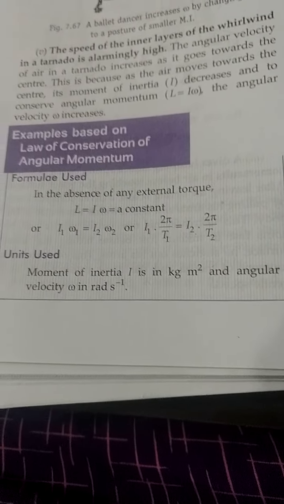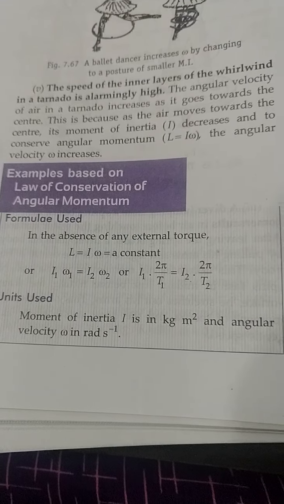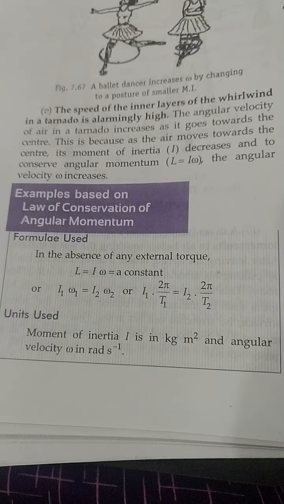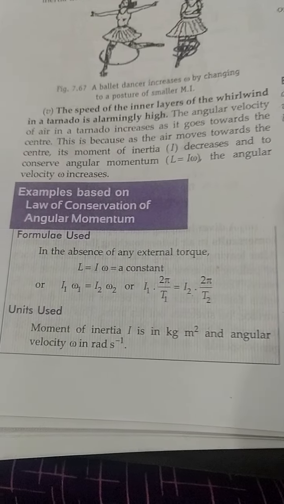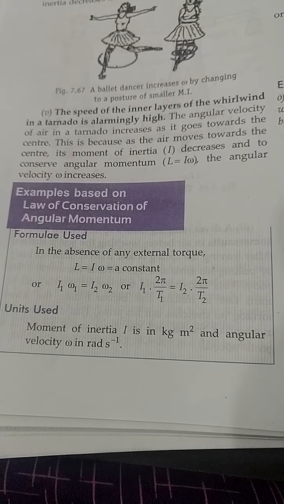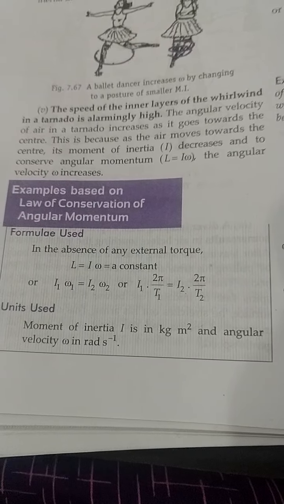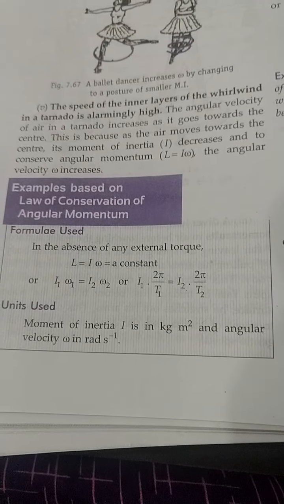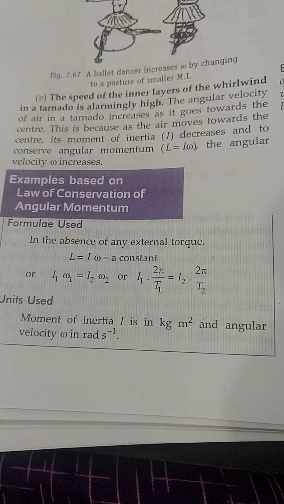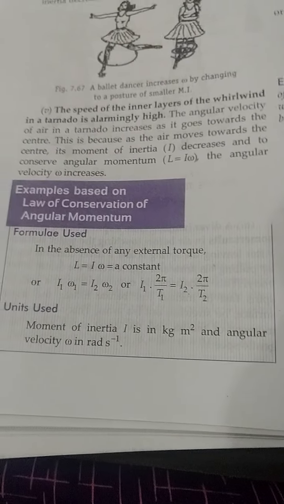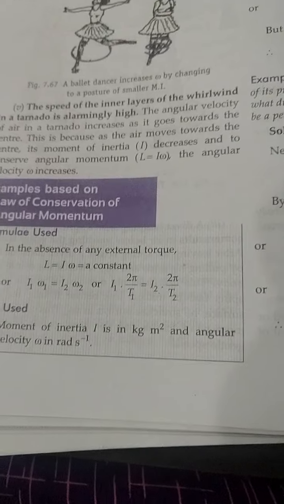Good evening. Today we are going to do a few numericals based on the law of conservation of angular momentum. So this is the formula for the law of conservation of angular momentum. Here the moment of inertia is I and it is measured in kg meter square. Angular velocity will be given in radians per second. Respective units you have to keep in mind.